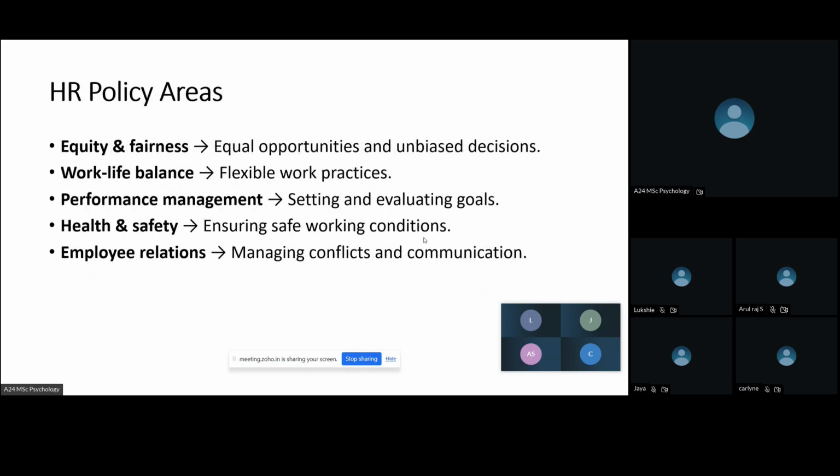And HR policy areas, again, they go through the same topics again and again. First thing is maintaining equity and fairness, and the decision should not be biased at all. It should be unbiased at all times. And work-life balance, to make sure people can have kids, people can get married, people move out from one place to another due to their personal needs. So for all this, we need to make sure they are having flexible work practices.